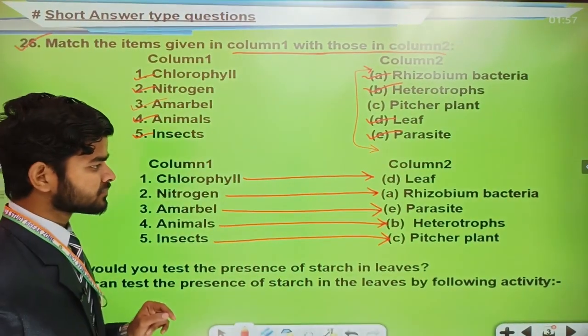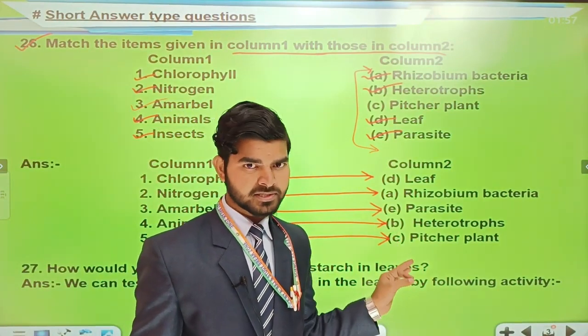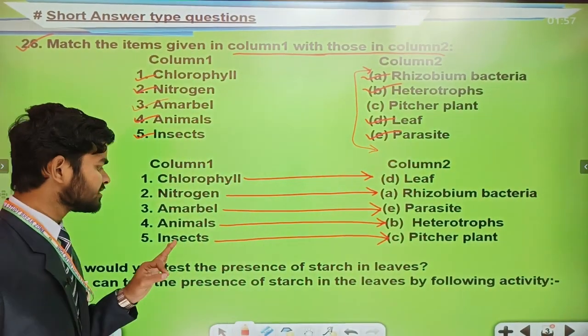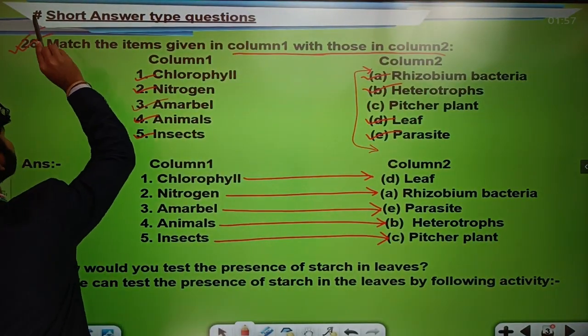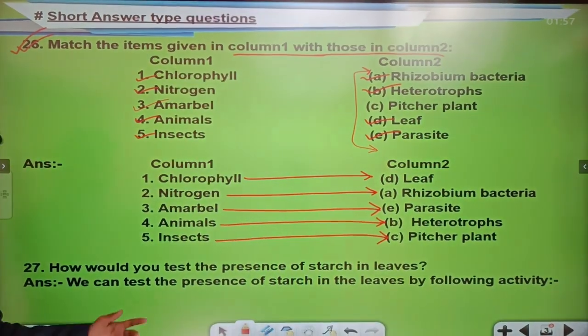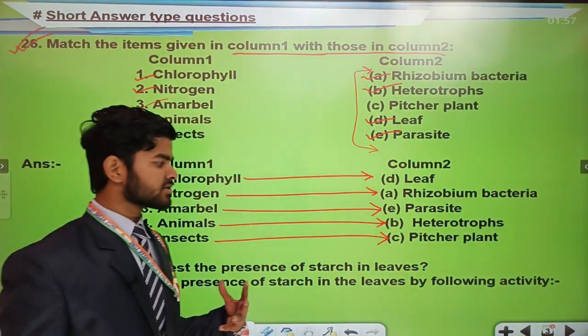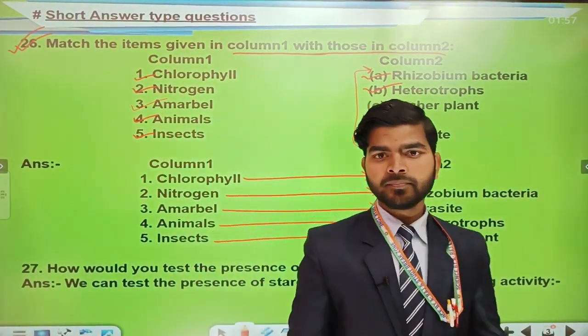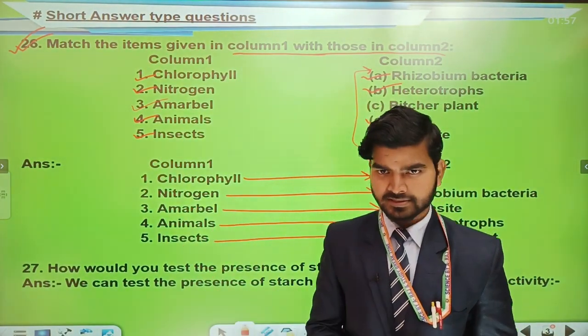Okay then. Actually, pitcher plant is an example of insectivorous plants because they can eat insects. If you want, in this way question number 26 is completed. If you want, you can write it, then we will move to the next questions. All cleared? I hope you have learned these particular questions and answers.